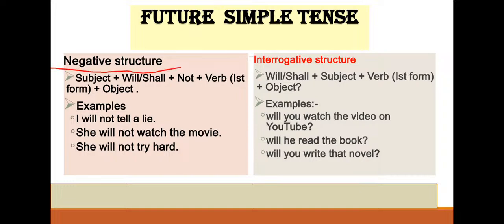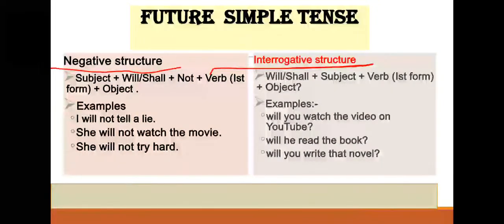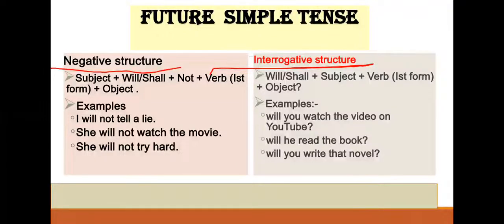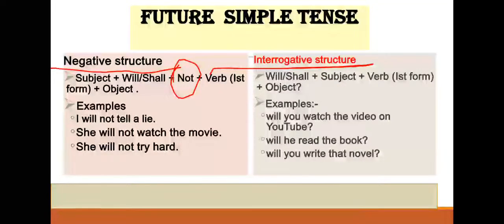So the negative version and the interrogative structure are also here. Now let's get into the negative first. Negative only means making the sentence negative. The structure will always go like that, but the negation will be placed just after the helping verb and before the main verb. Examples like this: I will not tell a lie.